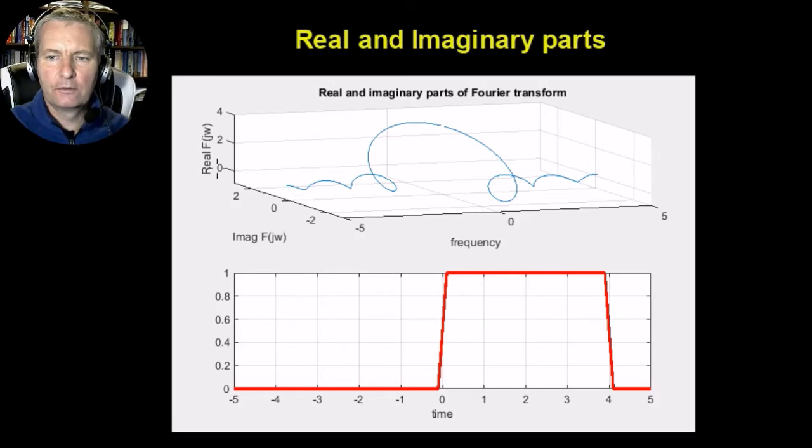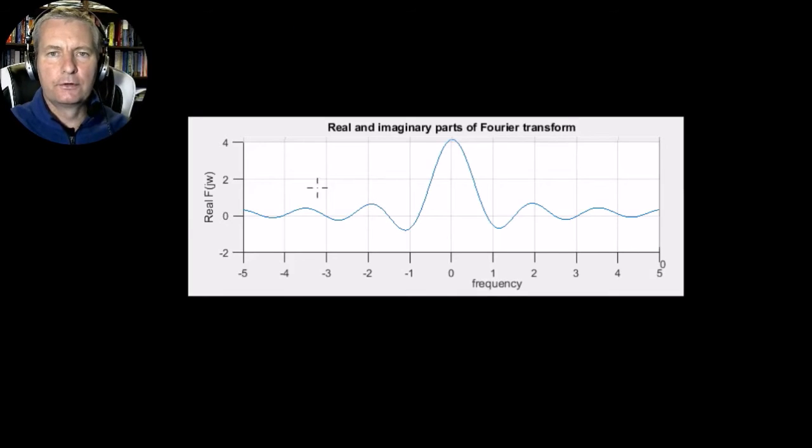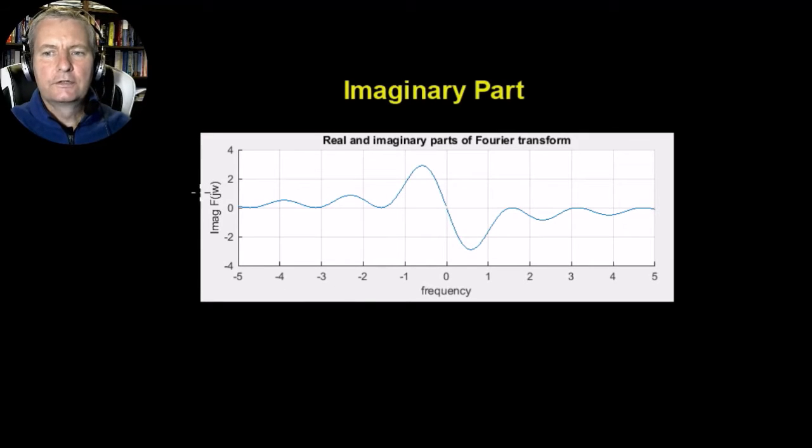But this is a 3-dimensional function, so we've got frequency here, the imaginary part and the real part. So the Fourier transform is a function of the frequency, and it has an imaginary and a real part to it. This is the real part, and the real part, as I've seen, is a sinc function, and it's purely real, and it's an even function. And here is the imaginary part, and you can see it's a purely imaginary function, and this function is odd.